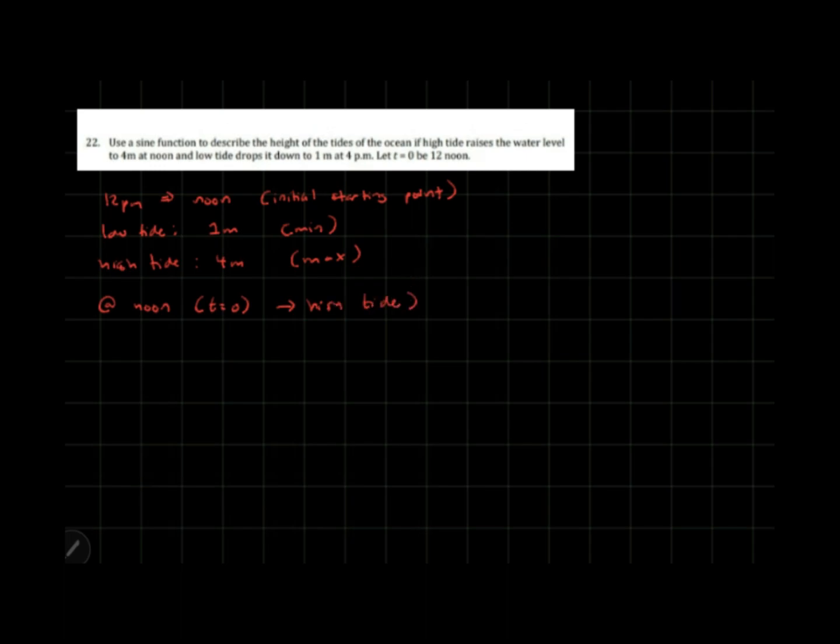Okay, so technically you would use a positive cosine function to model this, but here they're asking us to use a sine function, right? It doesn't really matter because both functions will mean the same thing, except we might have a horizontal shift as a result. So I'm going to let h of t represent the height of the ocean in meters, t hours after noon.